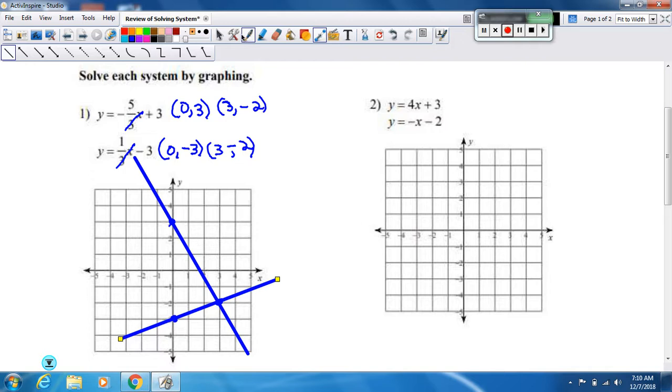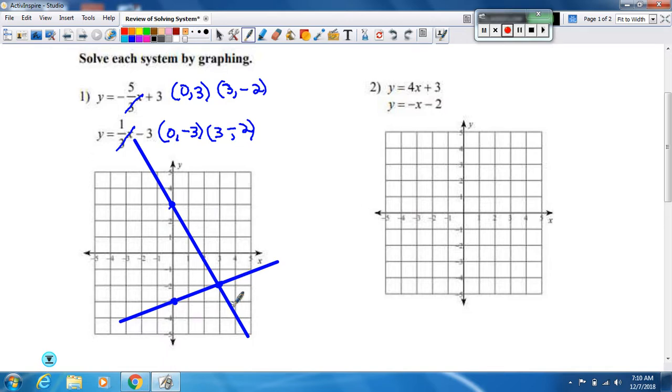And your final answer for systems of equations is where the two lines intersect when you're looking at a graph. So they both cross at 3, negative 2. So that is actually the answer. The answer is an ordered pair with the x value first, alphabetical order. So 3, negative 2 is the answer for that one.